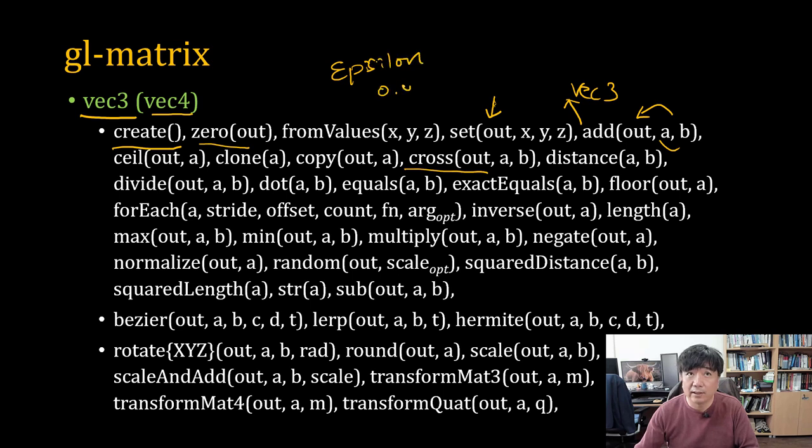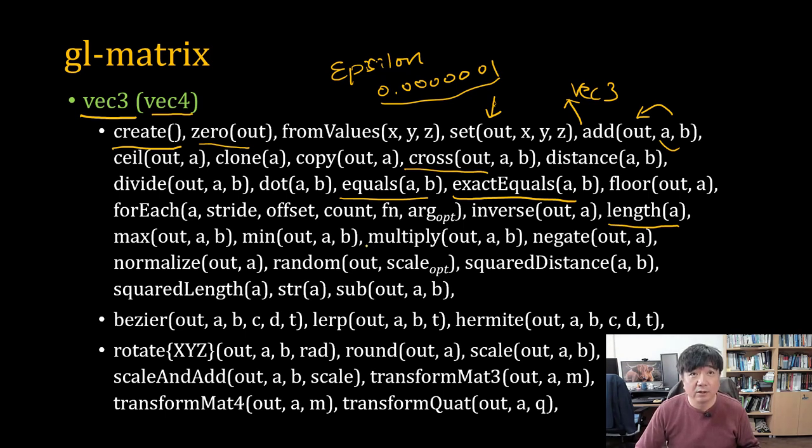The error value is normally 0, I can't remember exactly, but 0.000001. If the distance is smaller than that, it is the same vector. But sometimes we need exactly the same vector, so to check that there is exactEquals, and exactEquals's return value is boolean. And inverse is changing the order of the vector, and length is the distance from the origin 0, 0, 0 to the vector, and then max and min select the maximum or minimum elements of a and b, and then multiply is component by component multiply.